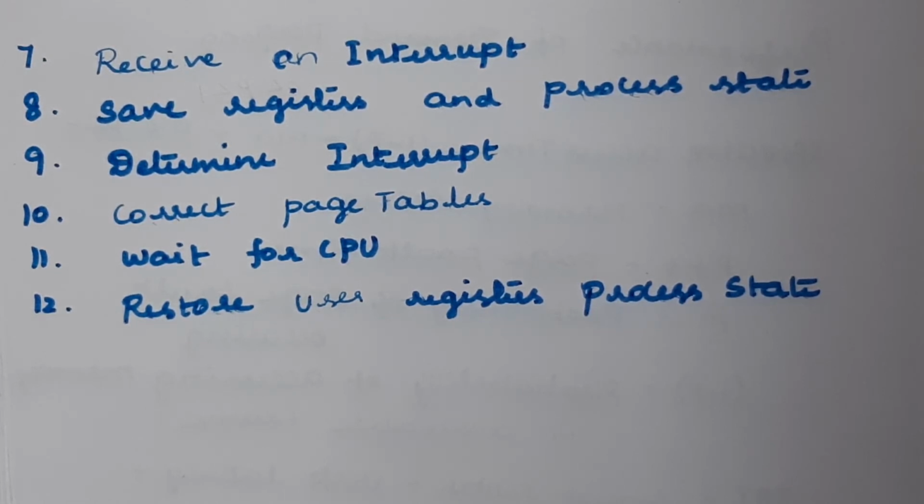Again we need to save the registers and process state, because currently we are performing this read operation, which is nothing but transferring the page from the disk to main memory. So we need to save all these user registers as well as the process state. And the next one is determine that the interrupt was from the disk. So we need to determine that interrupt and respond to it, which means we are going to execute the old process.